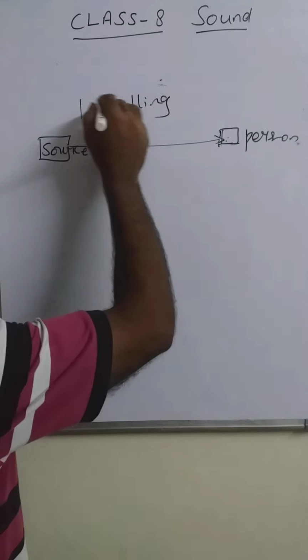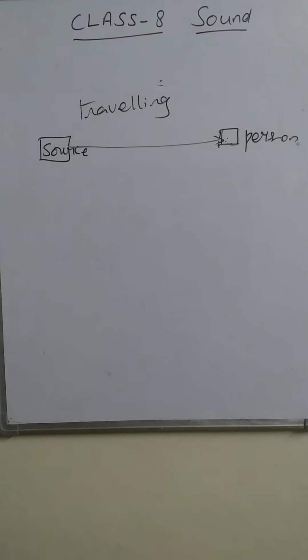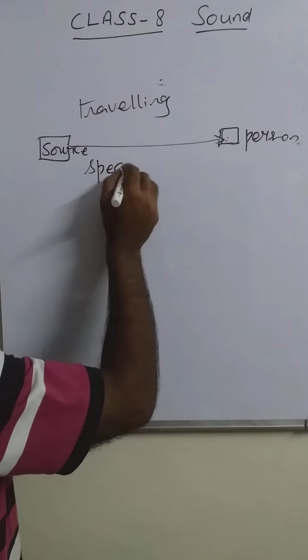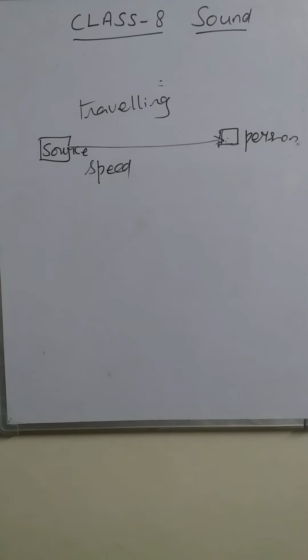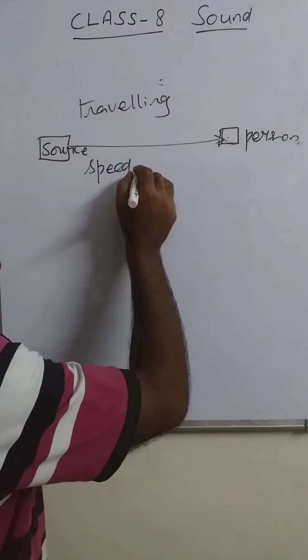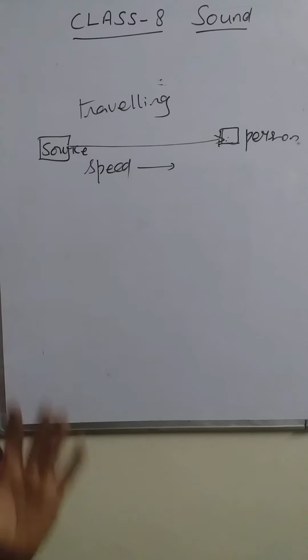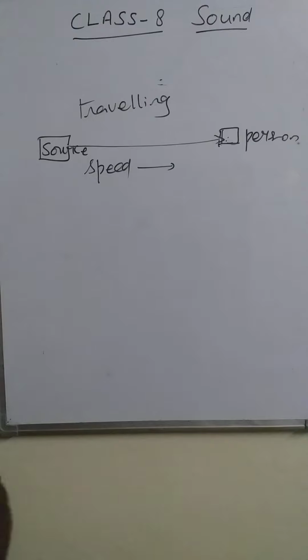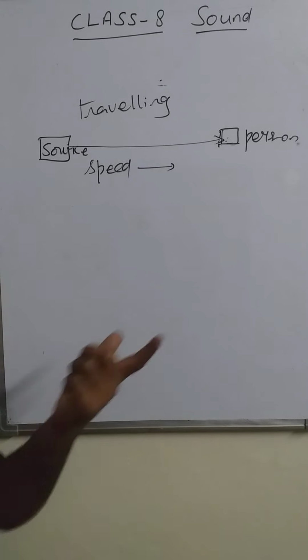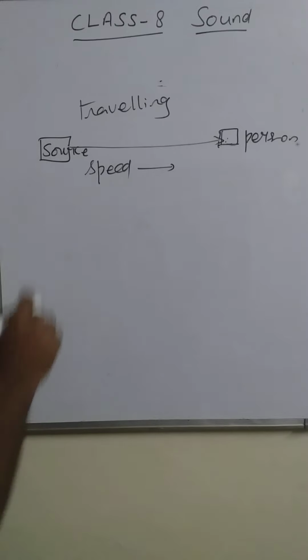When anything travels, definitely it must have a speed. So sound is also traveling with some speed, from one place to another place. That's why we are able to hear the sound from a TV. You are sitting at some distance from the TV, and you are hearing the sound. It is because the sound is traveling from the speaker to you. So the sound is traveling with some speed.